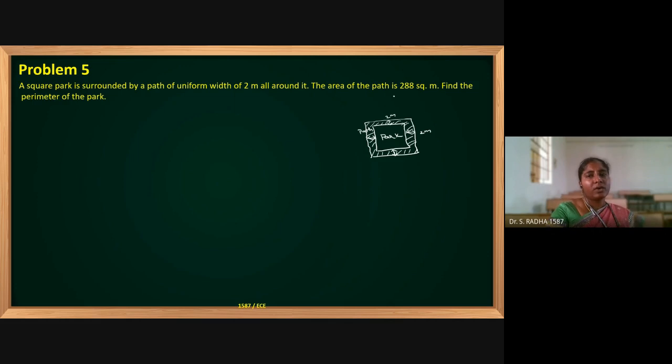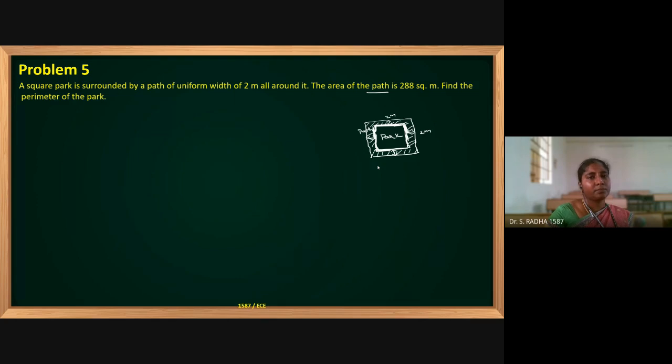Now, the area of the path is 288 square meter. Find the perimeter of the park. Perimeter of the park means only this portion, only this length of 4 sides. Sum of the 4 sides we have to find. Now, area of the path is given.